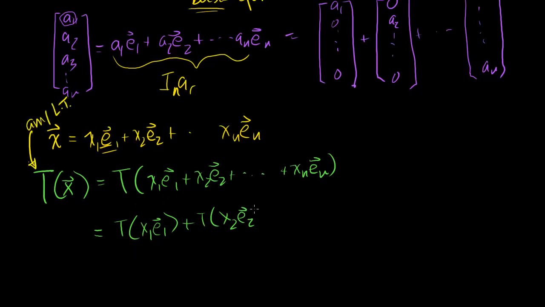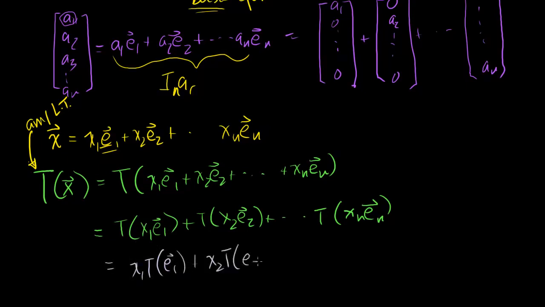So the transformation of x2 e2, all the way to the transformation of this last entry, the scalar xn times my standard basis vector en. And we know from the other property of linear transformations that the transformation of a vector multiplied by a scalar is the same thing as the scalar multiplied by the transformation of the vector. That's just from our definition of linear transformations, plus x2 times the transformation of e2, plus all the way to xn times the transformation of en.